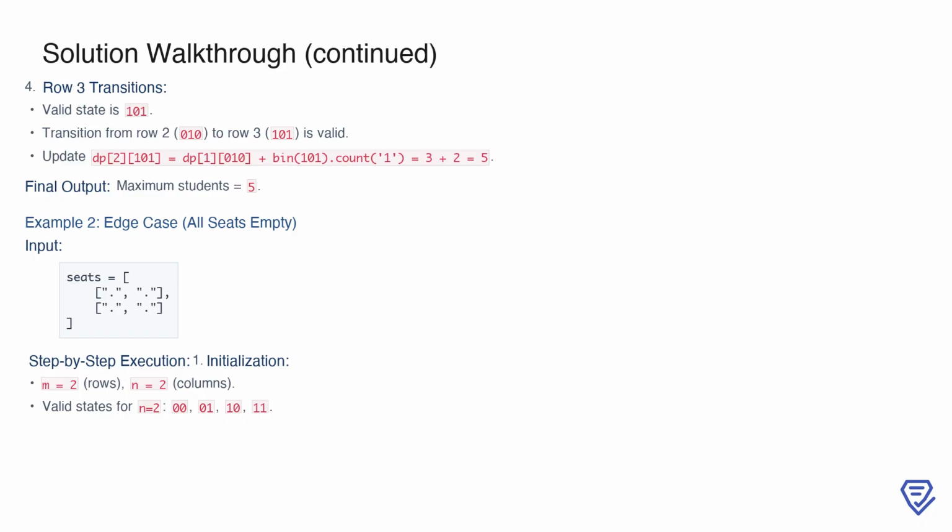At this point, the calculation for this example is complete, and the maximum number of students that can be seated without violating any rules is 5. We can see how the DP approach helps us systematically compute the optimal number of students row by row while respecting all constraints. Now, let's consider an edge case where all the seats in the grid are valid.